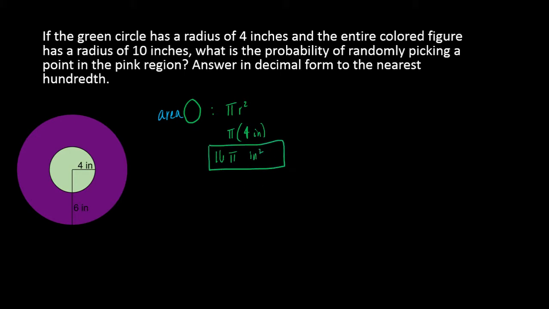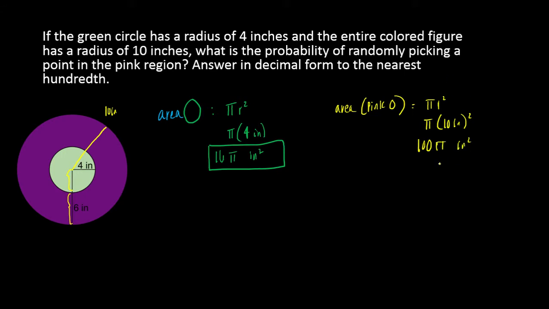That's great. What about the area of, let's do this in, I don't have pink, let's do this in blue. The area of the larger circle. So if from here to here is 4 inches, and here to here is 6 inches, then I know that the radius of this larger circle then must be 10 inches. So the area of the pink circle is still pi r squared. I know that my radius is 10 inches. So my area is 100 pi inches squared.